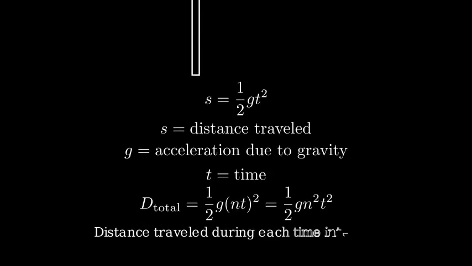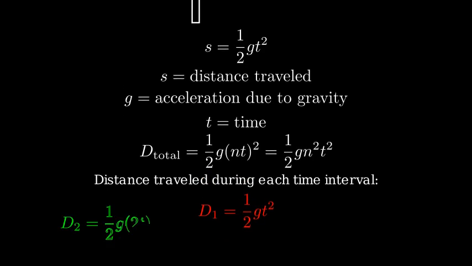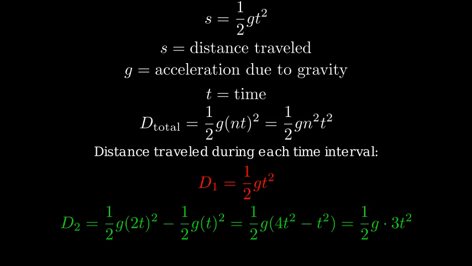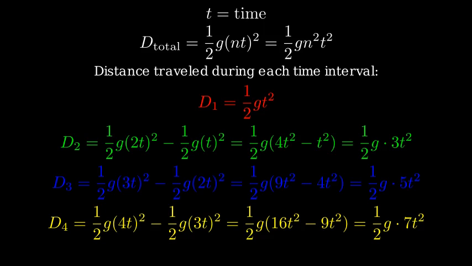For the first interval from 0 to t, the distance d1 = 1/2 gt². For the second interval from t to 2t, the distance d2 = 1/2 g(2t)² − 1/2 gt², which simplifies to 3 × 1/2 gt². For the third interval, d3 = 1/2 g(3t)² − 1/2 g(2t)², which simplifies to 5 × 1/2 gt². And for the fourth interval, d4 = 1/2 g(4t)² − 1/2 g(3t)², which simplifies to 7 × 1/2 gt².